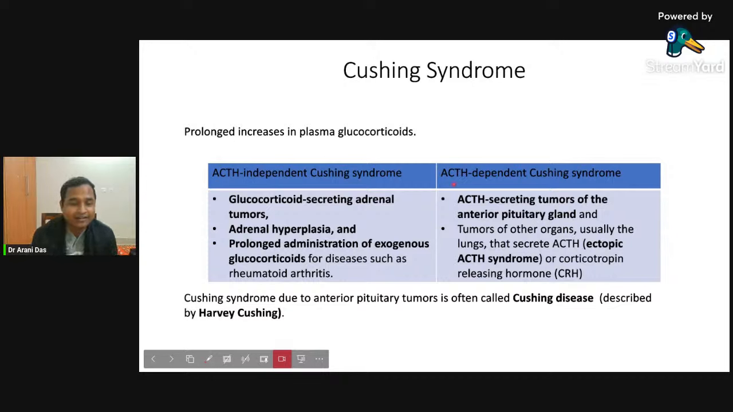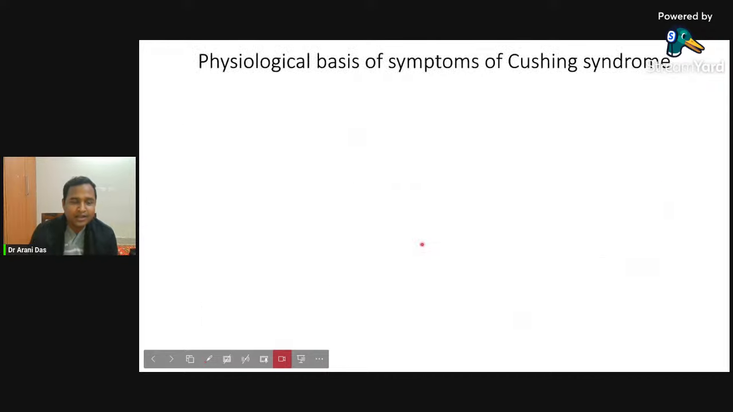But there are other sources or conditions we discussed that may cause this same Cushing syndrome. Any Cushing syndrome due to anterior pituitary tumor is called Cushing disease. So don't confuse that. Cushing disease is an anterior pituitary tumor producing Cushing syndrome, and Cushing syndrome means all the conditions producing Cushing syndrome. Now, this Cushing syndrome has a variety of clinical presentations.